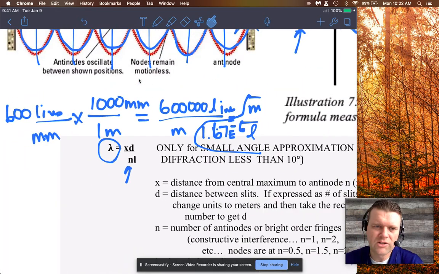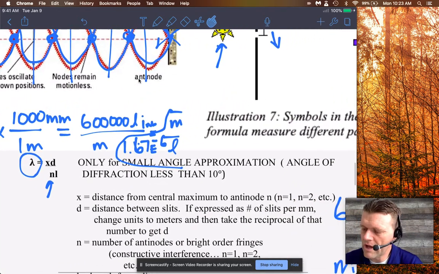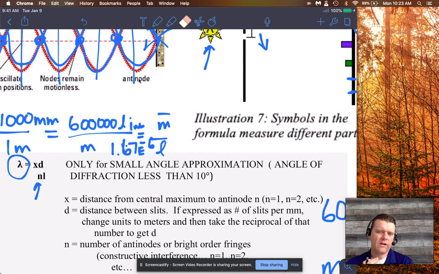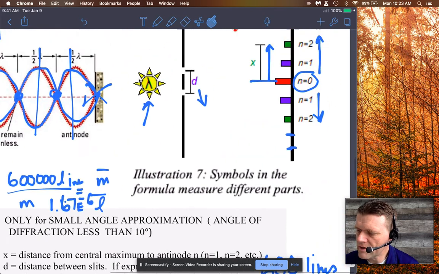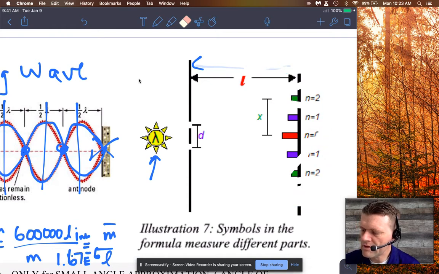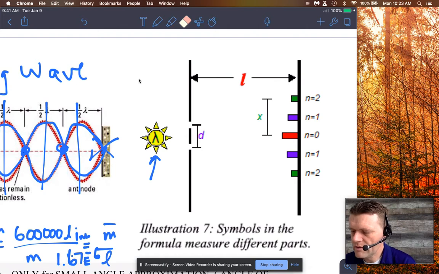There is a little catch though with this formula, and I noted that in bold here. It says we can only use this for small angle approximation. So the angle of diffraction, which I didn't really show too much here, so maybe I should come back and show you this. The angle of diffraction needs to be less than 10 degrees in order to use the wavelength equals xd over nl.